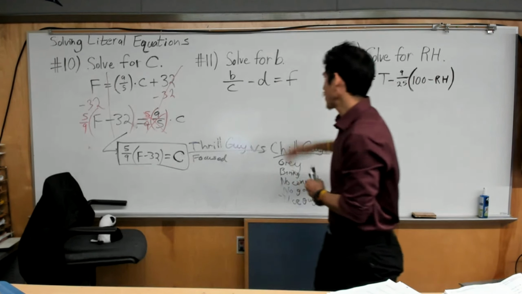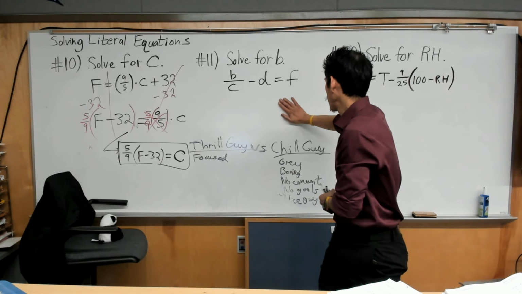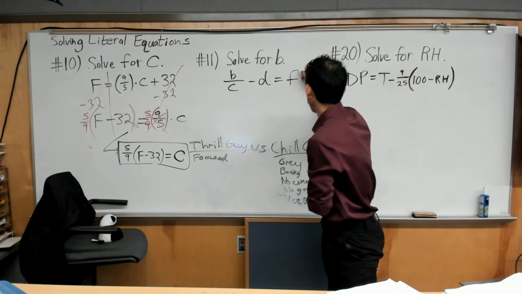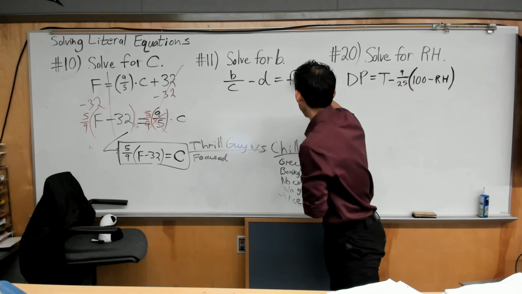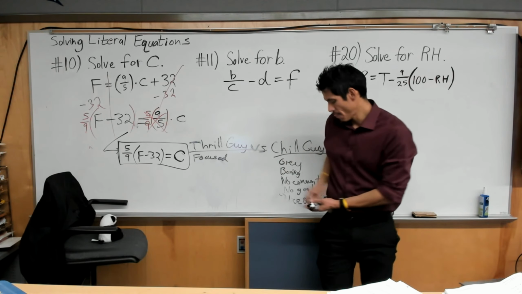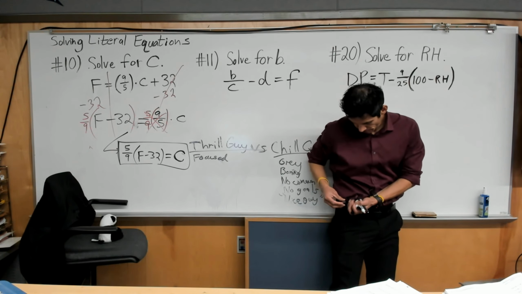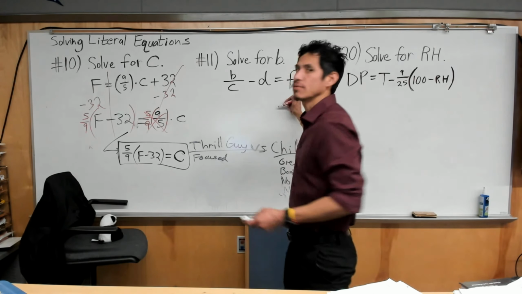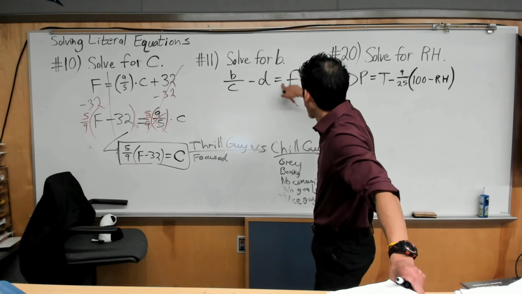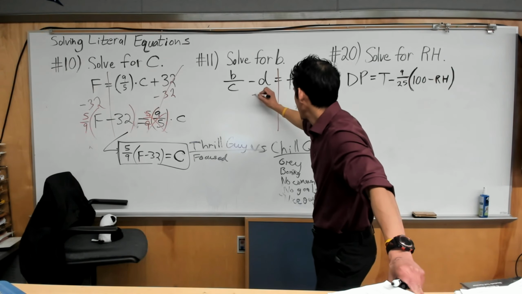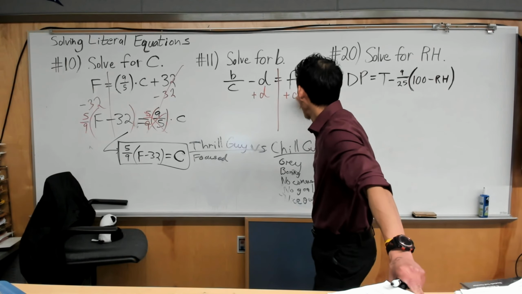So there we go. So problem 11. B over C minus D equals F. The letters of the alphabet are the letters of the grade. So we want to get B by itself. So many markers and pencils. So what do we do to first get B by itself? We can first draw a line here, and we're going to add D to each side, like so.